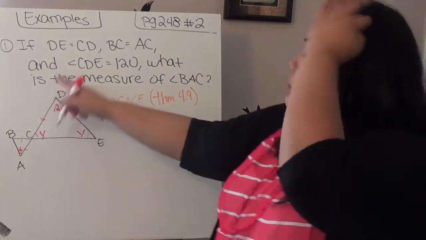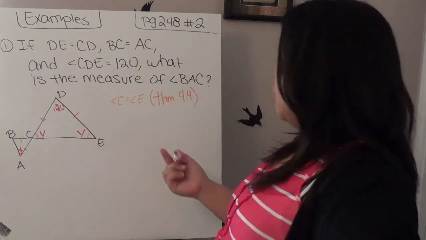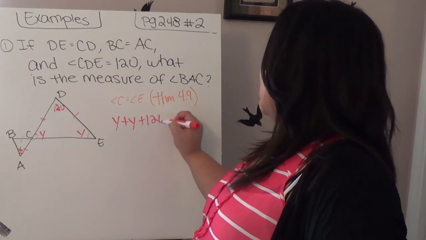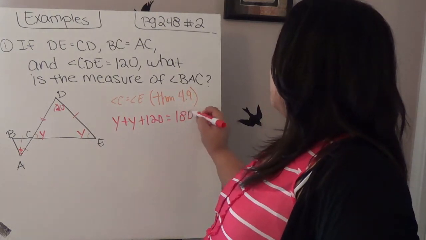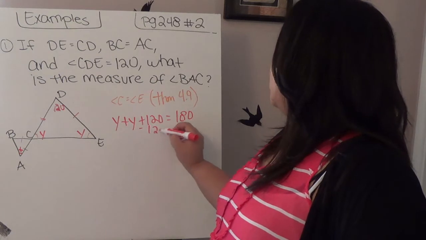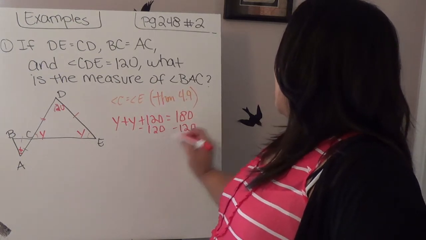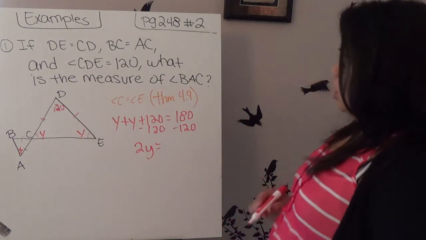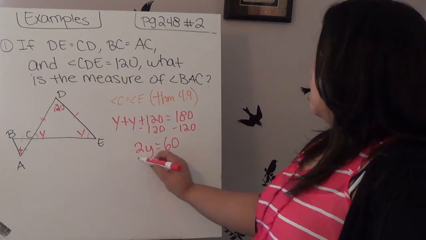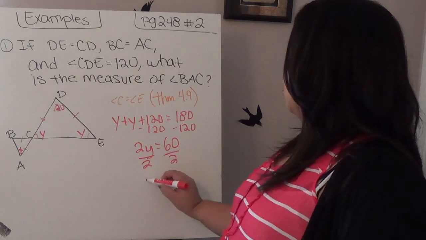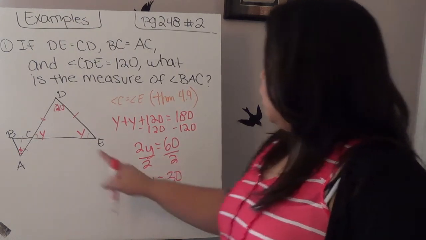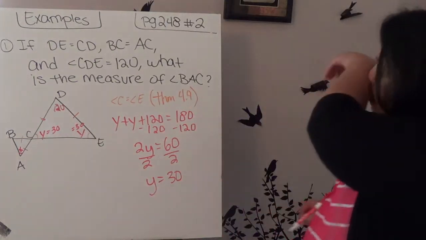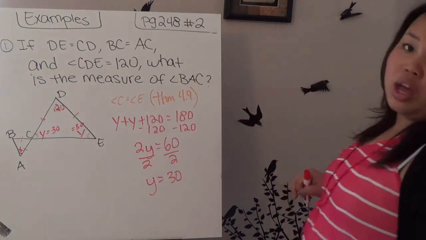I know that all of these angles together make what? 180, because all triangles equal 180. So I have Y plus Y plus 120 has to equal 180, right? So I'm going to subtract 120 from both sides. I'm going to get 2y, y plus y is 2y, equals 180 minus 120 is 60. So I divide both sides by 2, y equals 30. So this equals 30, this equals 30, right? Because all triangles add up to 180 degrees.